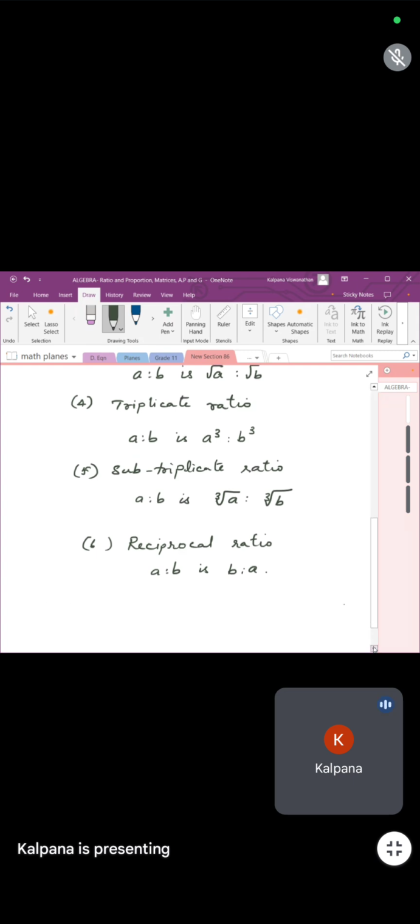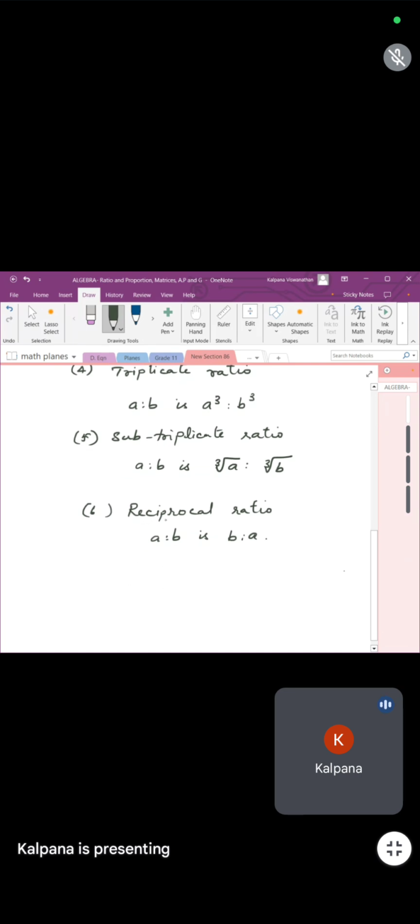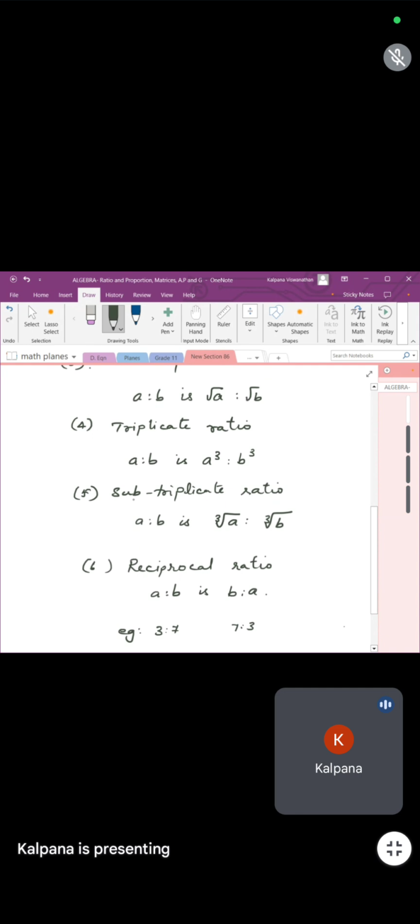For all these we can write a number of examples. The reciprocal ratio of 3 is to 7 will be 7 is to 3. Now you can tell me what will be the triplicate ratio of 2 is to 3. 8 is to 27.